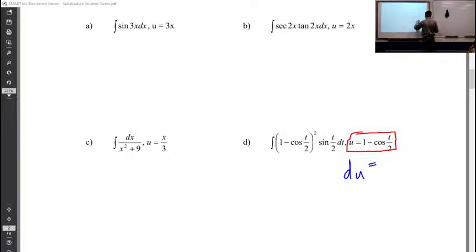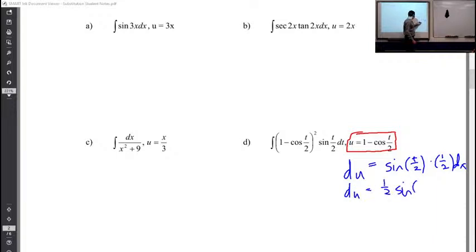And so this derivative is going to be a positive sine of t over 2 times the derivative of the inside part, the derivative of t over 2, which is 1/2, because it's 1/2 t. dx. And so du equals 1/2 sine of t over 2 dx.